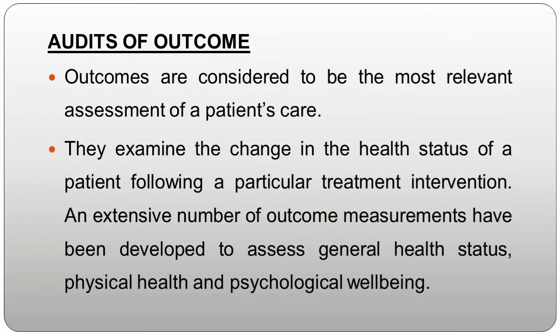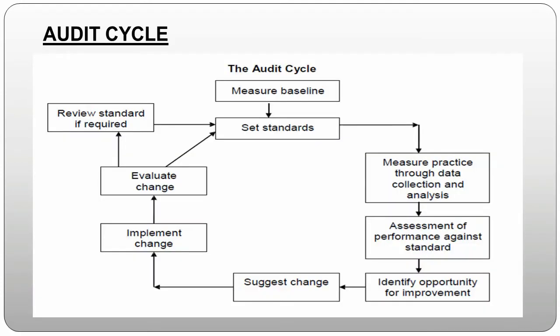So in this, we have to look for what is expected to happen as a result. That means the expected outcomes of care. Measurement of outcomes of care is seen as the most appropriate measure of effectiveness. So, an extensive number of outcome measurements have been developed to assess the general health status, right?